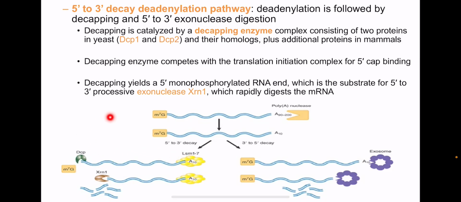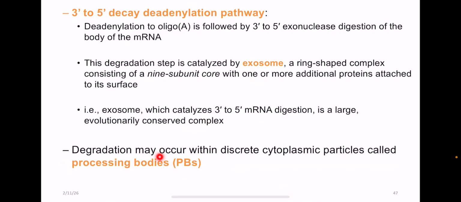The second deadenylation-dependent pathway is 3' to 5' decay. Of course, deadenylation has to occur first, right? After that, because we are degrading from the 3' end to 5', we are not going to touch the 5' cap. We are going to degrade from the 3' end. After removing the poly A's, the degradation machine called the exosome, a ring structure with about 9 proteins, will degrade the mRNA from 3' to 5'. Okay, so this is it.